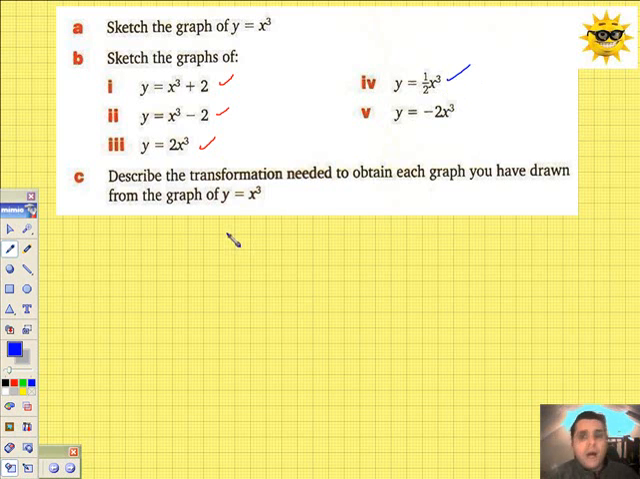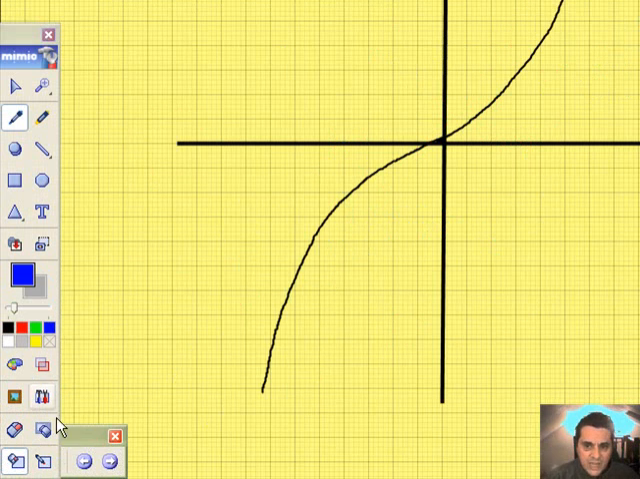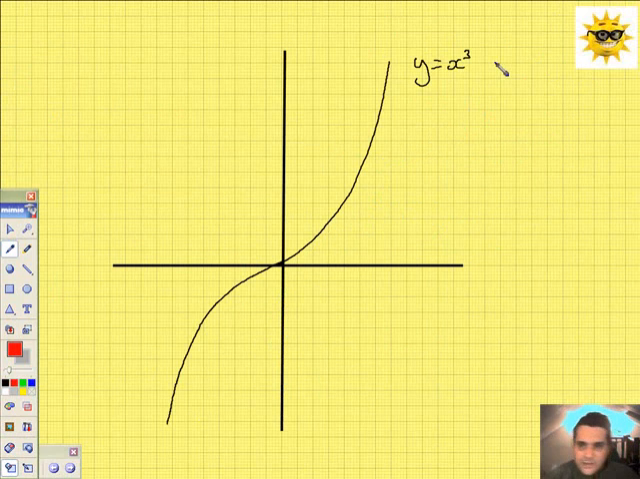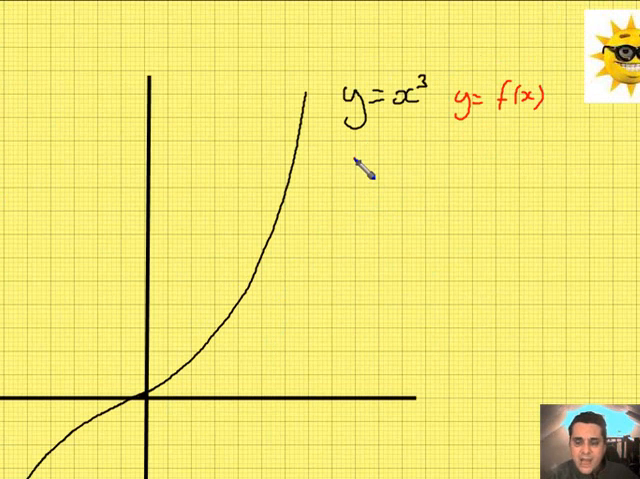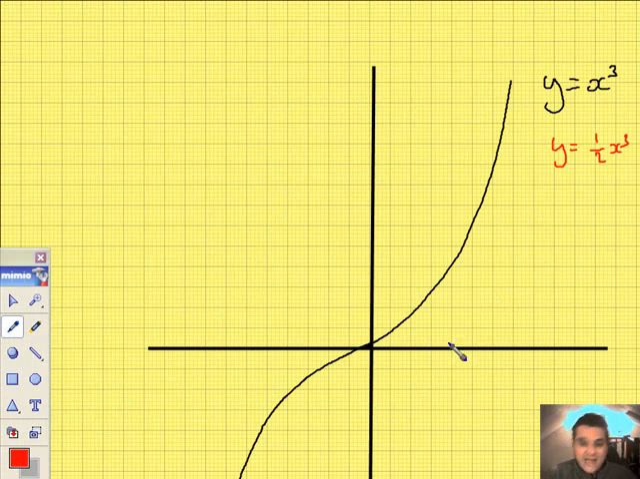Right, next one, half of an x cubed. Right then, it's still an af of x. Let's think about that. So this is my general function, y equals some defined function of x. Now I want to go y equals 1/2 of an x cubed. Look at it carefully. I go y equals af of x, and this time my a is 1/2. What does that mean? It means I've now got to multiply the y coordinate of each coordinate by 1/2. In other words, it's going to flatten downwards.